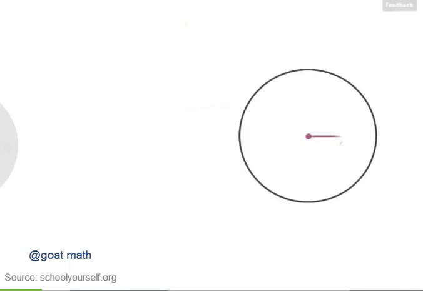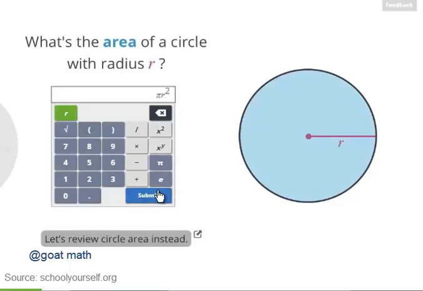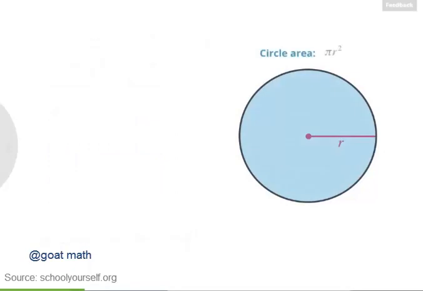But first, let's look at a circle with radius r. What's the area of the entire circle in terms of r? Right, the area of a circle with radius r is pi times r squared.